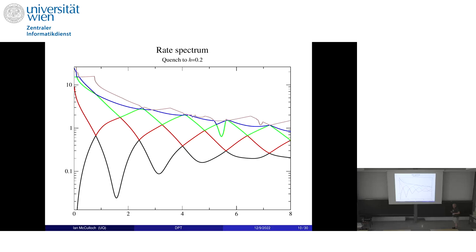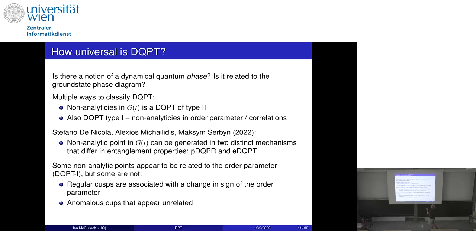We'll cover that shortly. So there's a question of how universal is this? Is there a notion of a dynamical quantum phase? Well, we've touched on that a bit. What I mean by phase to me actually means: what is the nature of this sequence of crossings? Can we say something about them? Can we get something other than just a simple crossing? Can we get other types of behavior?